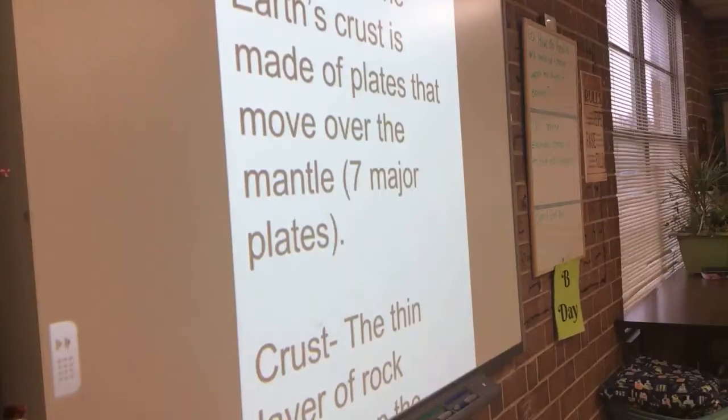Y'all remember what the mantle is? What's the mantle of the Earth? It's inside the Earth. Is it a solid, liquid, or gas? Solid. Crust is solid. Mantle's a really thick liquid. It's melted rock. It's like magma. So this plate tectonics theory says that the crust, which is what we stand on, is separated into big chunks called plates, and those plates are moving around on top of this liquid rock called the mantle.